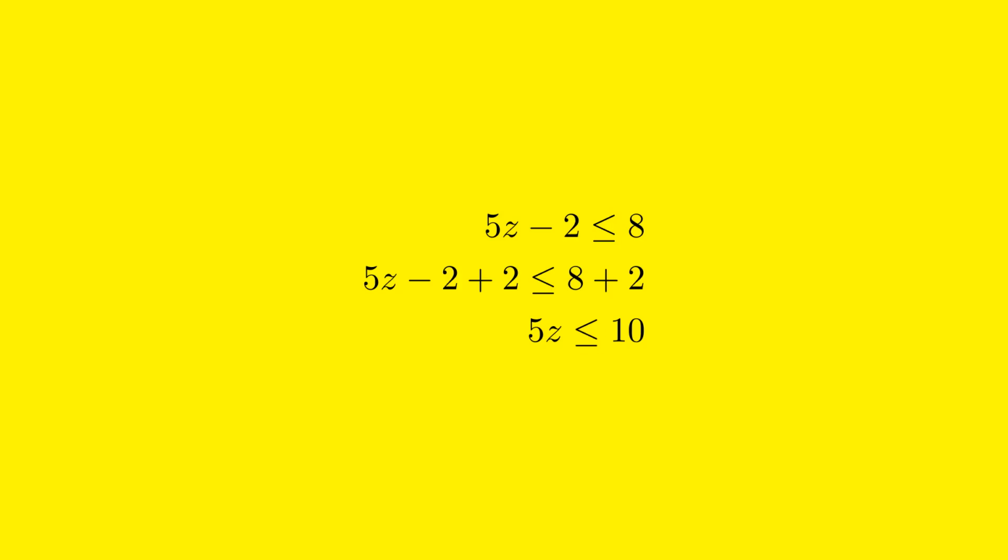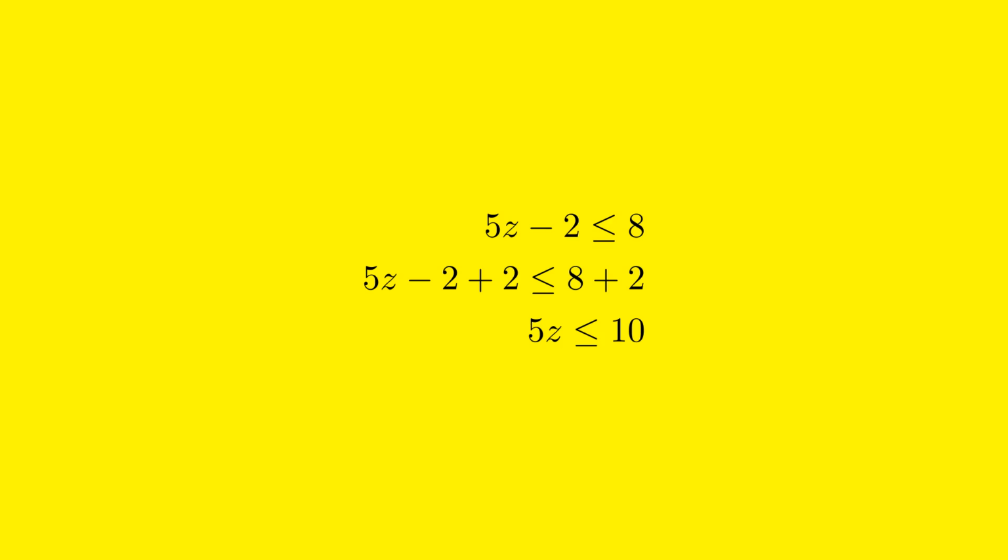Let's solve the inequality 5z minus 2 less than or equal to 8, and we will find the solution in both inequality and interval notation forms. Step 1. Add 2 to both sides of the inequality to isolate the term with z. This step helps to simplify the inequality by removing the constant term on the left side.